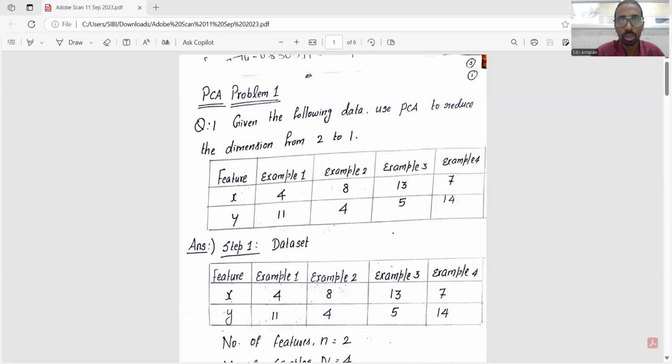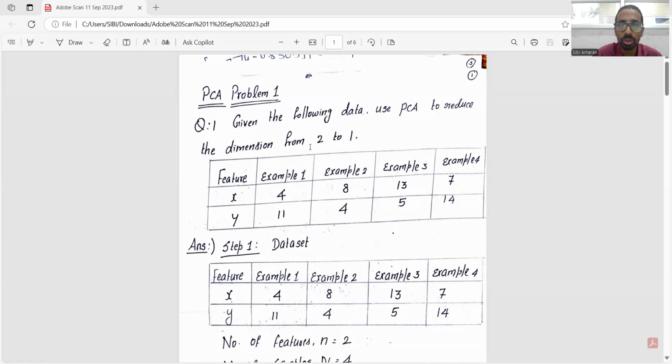So I already solved the problem. I'll be sharing that. So this is the question. Given the following data, use PCA to reduce the dimension from 2 to 1. Because if I have multiple features, I mean multiple rows, it will be very difficult to operate on the data while we are implementing anything on it.